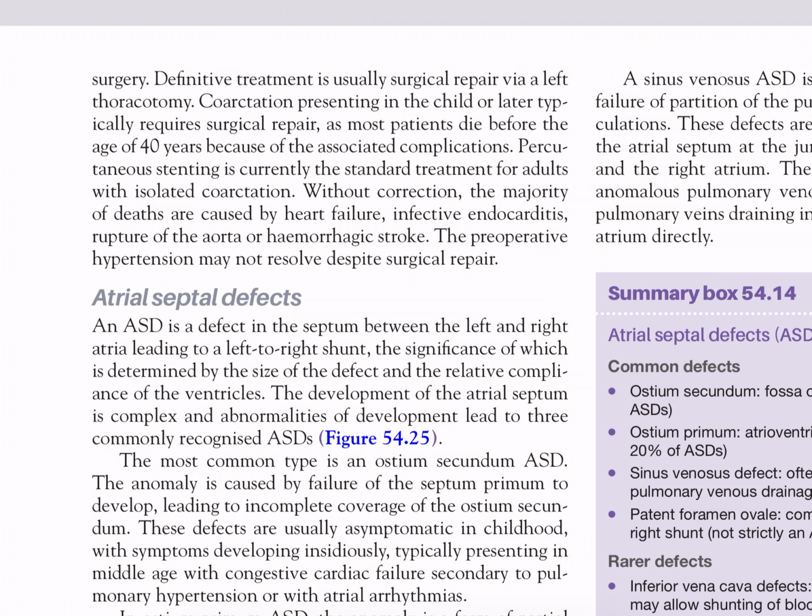Percutaneous stenting is currently the standard treatment for adults with isolated coarctation. Without correction, the majority of deaths are caused by heart failure, infective endocarditis, rupture of aorta, or hemorrhagic stroke. The preoperative hypertension cannot resolve despite surgical repair.